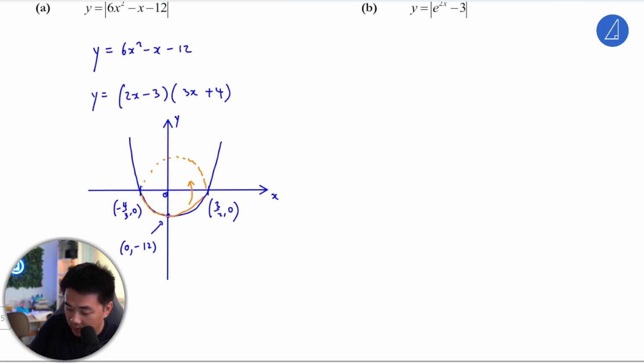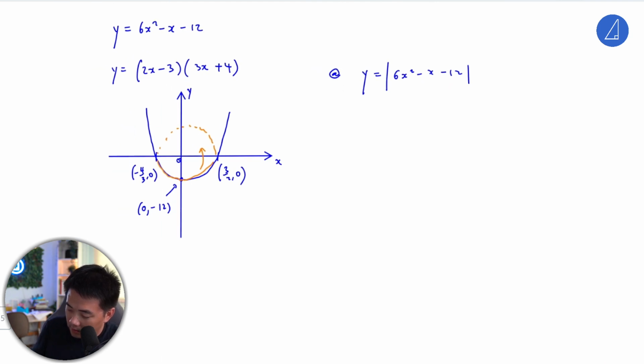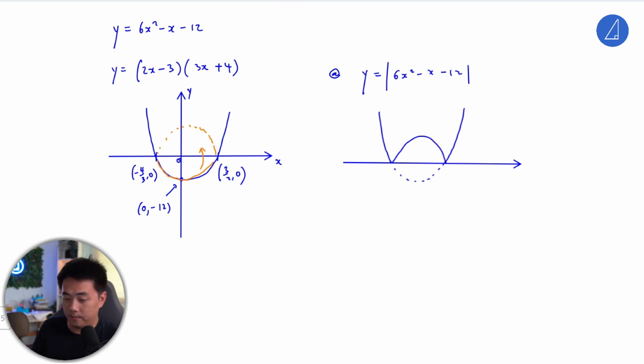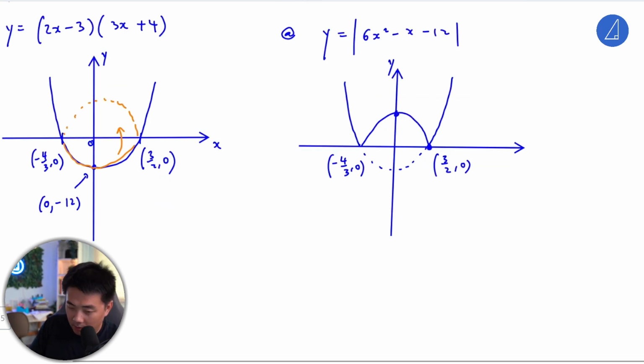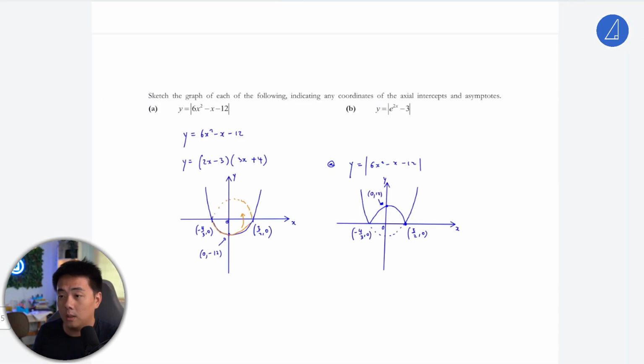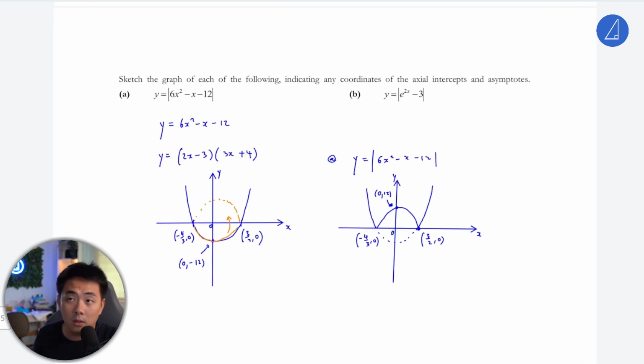So if you were to draw this graph, let me just draw it out for you. y is equal to mod of 6x squared minus x minus 12. It's a quadratic graph going down, and you flip it up. Then this intercept here, the maximum point is roughly to the right side of the y-axis. So this point here will just be (0, 12). So that's how you sketch the graph there.